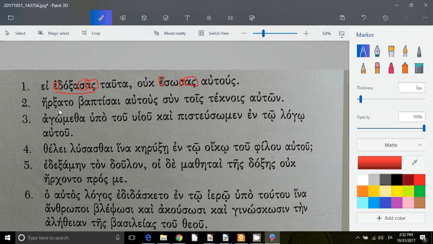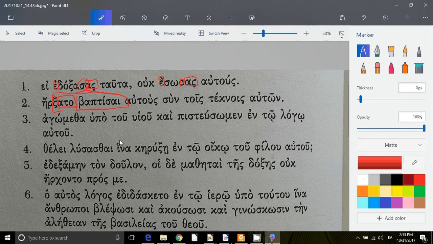So this is again an aorist. The sigma has been added to a guttural, so we ended up with a xi and the ato ending. That's obviously a middle ending, but remember this is a deponent verb. So he began to baptize. This is the aorist infinitive. He began to baptize them sun tois teknois auton, with the children of them, with their children.